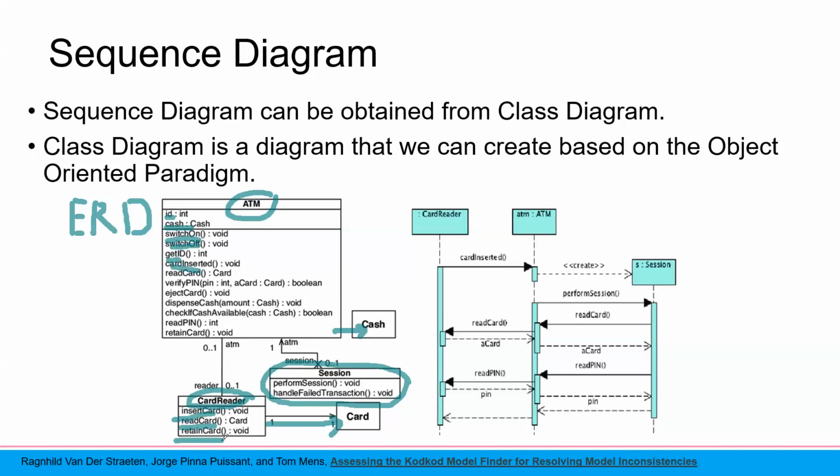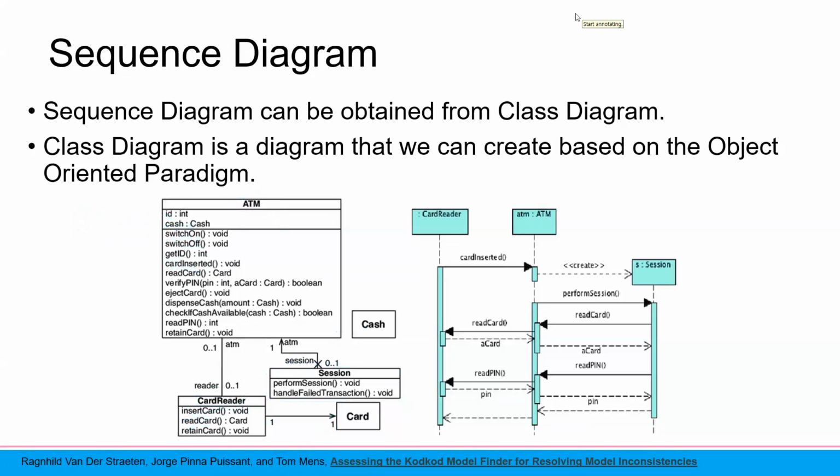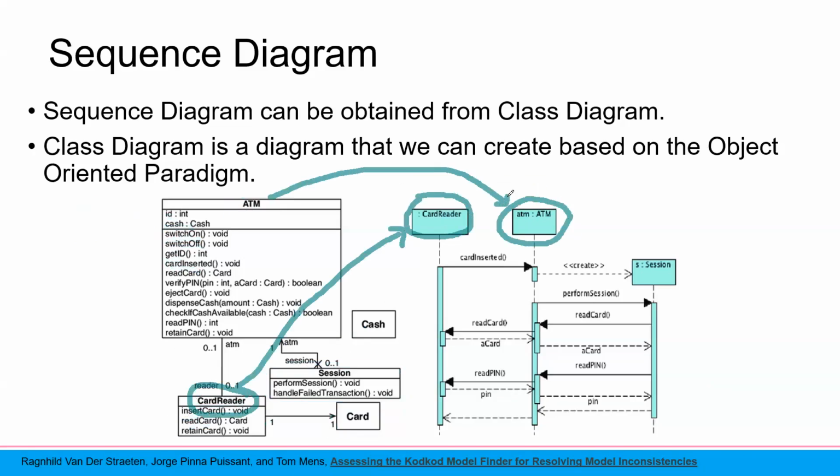Now, when you are designing the sequence diagram, if you already have this kind of ERD, you can make the simple sequence diagram. So the object will be the card reader representing the entity. Okay. And then another object, which is ATM, representing this object. And then the session. The session is representing here.